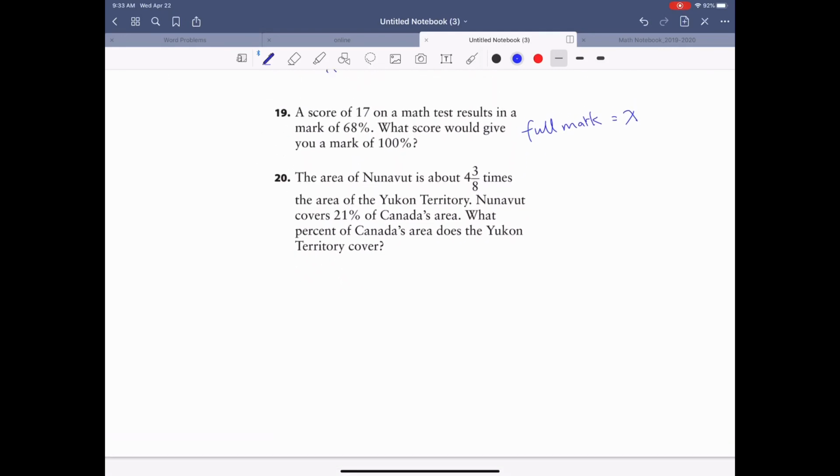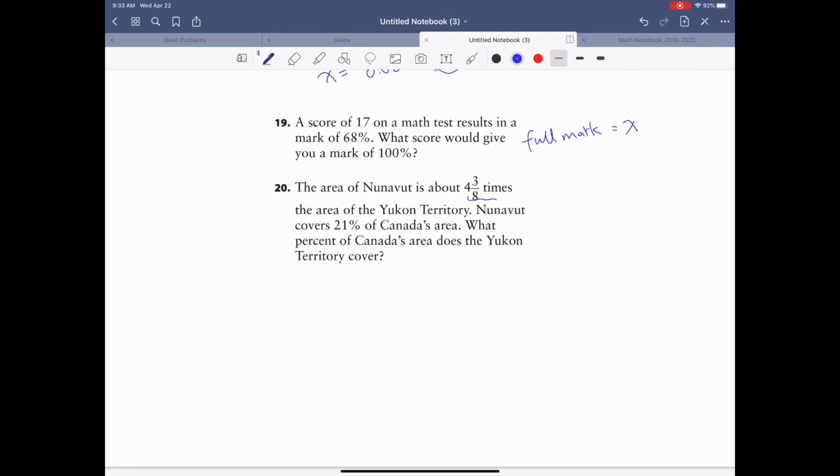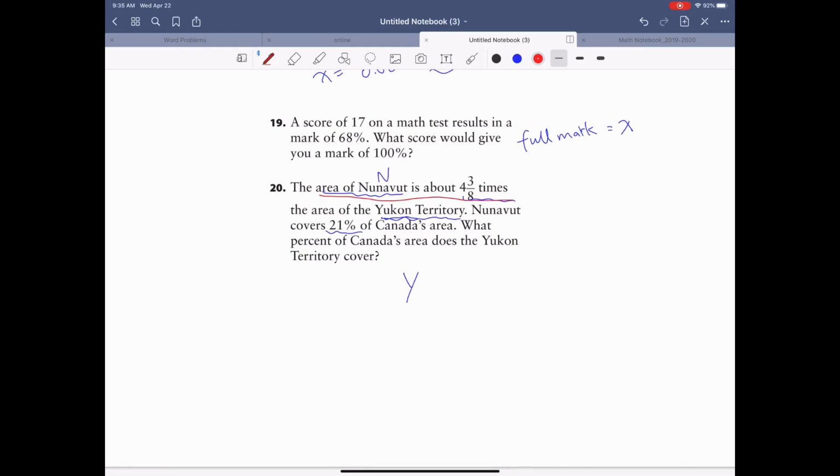Okay, so the area of Nunavut is about that much times the area of Yukon. Nunavut covers 21% of Canada's area. What percent of Canada's area does Yukon territory cover? Let's set up Yukon's territory as y, and let's set up Nunavut's area as n. Okay, so basically the first sentence here, the area of Nunavut is about that much times the area of Yukon. You can set up the equation based on this.